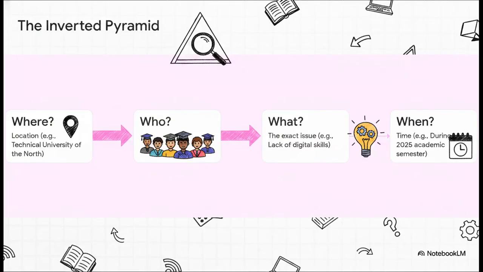Step 1, where is this happening? Let's say the Technical University of the North. Step 2, who is affected? Young university students. Step 3, what is the exact issue? A lack of digital skills. And step 4, when? During the 2025 academic semester. When you combine those, boom, you have one clear, perfectly delimited problem sentence. You aren't just broadly saying bad technology anymore, you have a specific target.